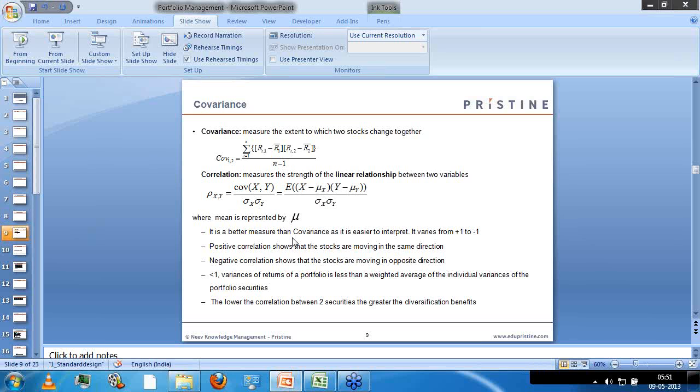And similarly, by negative correlation, we mean that the stocks are moving in opposite directions. That is, if stock A is increasing, you'll observe that stock B is decreasing. So we also need to understand the effect of positive correlation and negative correlation on your portfolio.